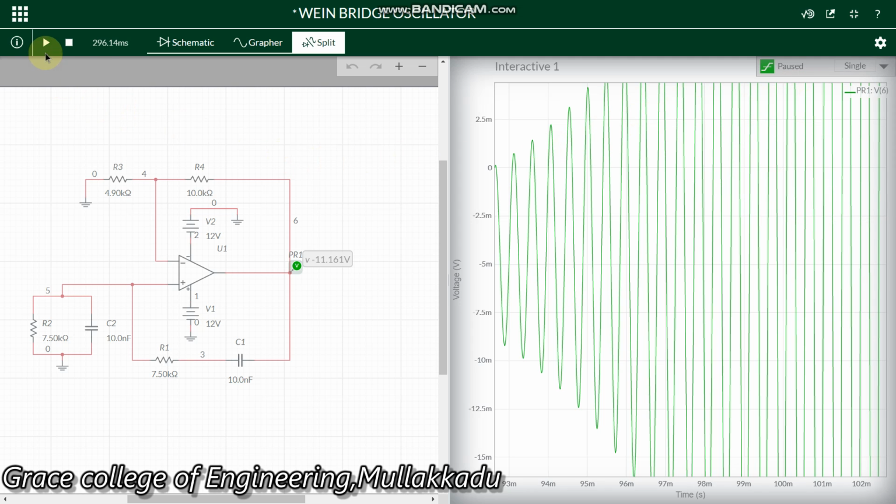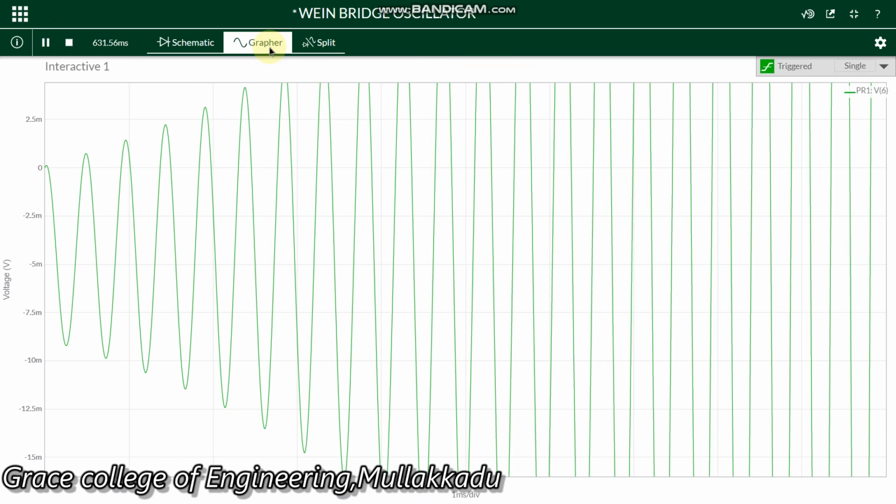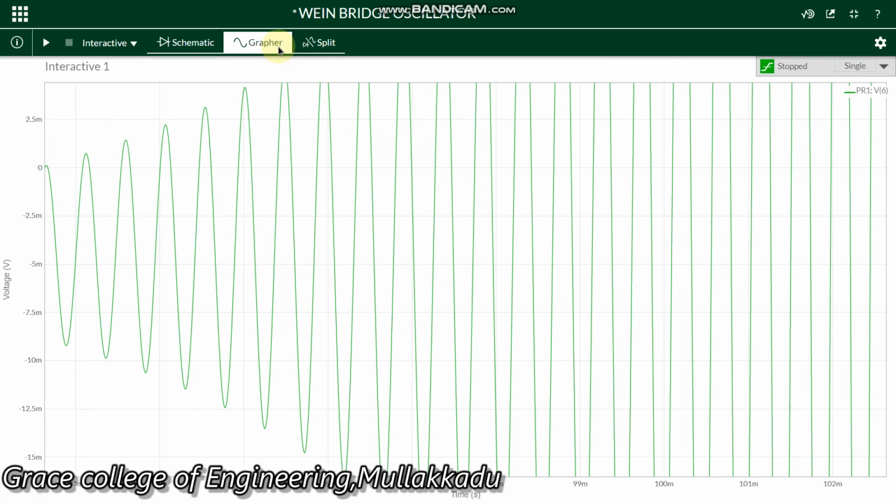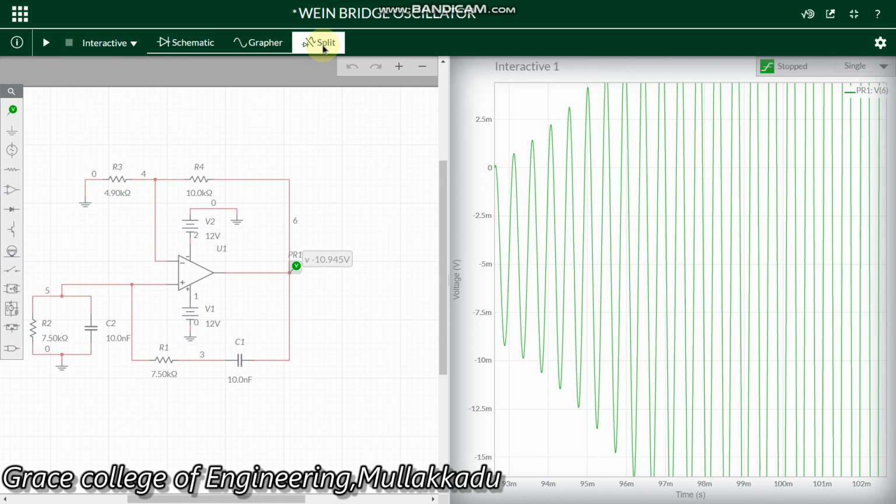Now we can simulate and we can see the output. This is the schematic and this is the grapher. We can see the combination of this schematic and the grapher. You can simulate by clicking this run button.